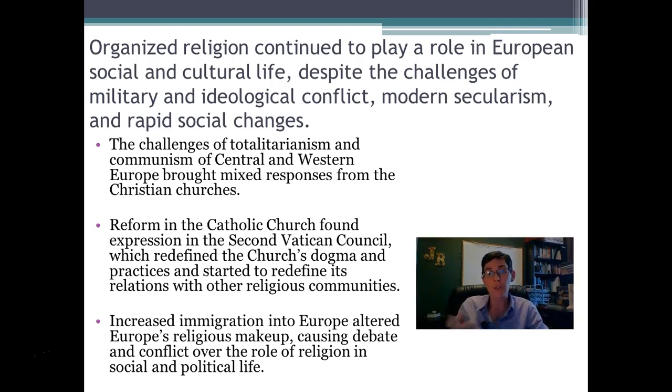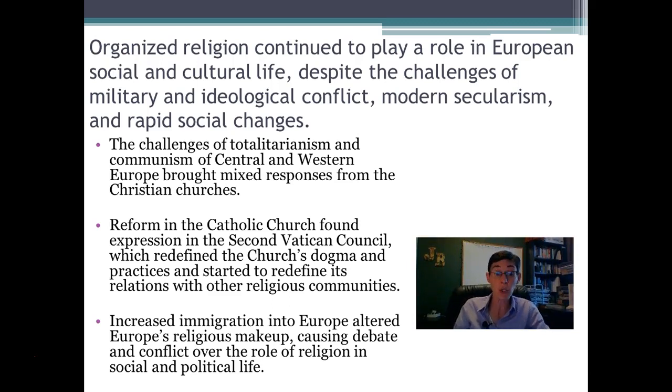It was afterwards, when the extent of the destruction and the death toll, the millions of people who died, that we were made aware of that, and then some people began to rethink that viewpoint. Reform in the Catholic Church found expression in the Second Vatican Council, which redefined the Church's dogma and practices and started to redefine its relations with other religious communities.